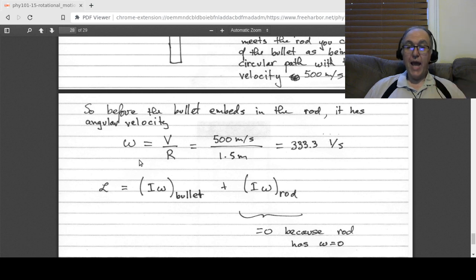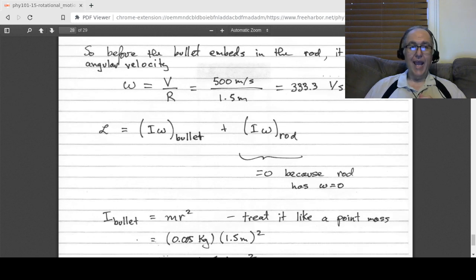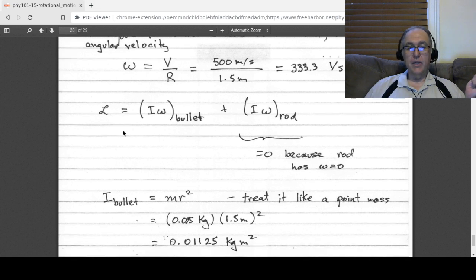Okay? And so now we can calculate the total angular momentum before, because we don't have linear velocity anymore. We've converted from the linear velocity v to an angular velocity. So the total angular momentum before is the angular momentum of the bullet plus the angular momentum of the rod. But the rod's not doing anything before the collision, and so the rod has no contribution to the angular momentum. It's all bullet.